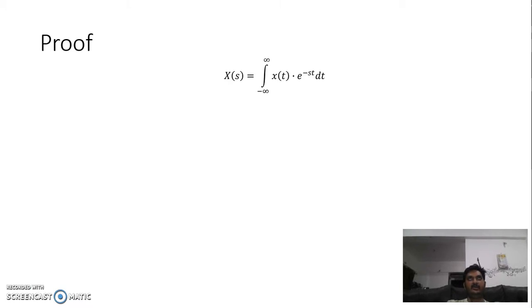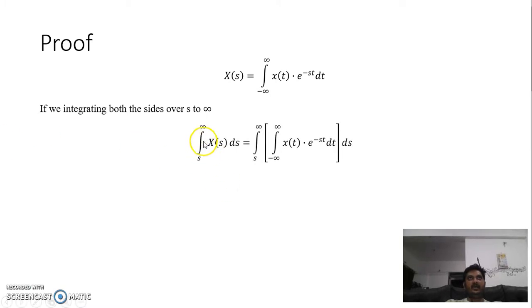to infinity x(t) into e raised to minus st dt. Now if we integrate both the sides over s, from s to infinity, we get integration from s to infinity of X(s) ds is equal to integration from s to infinity of integration from minus infinity to infinity x(t) e raised to minus st dt ds.